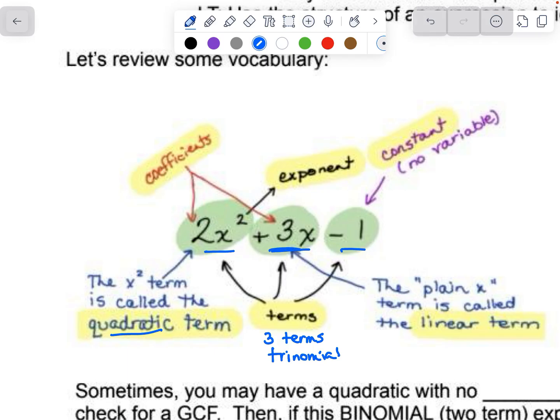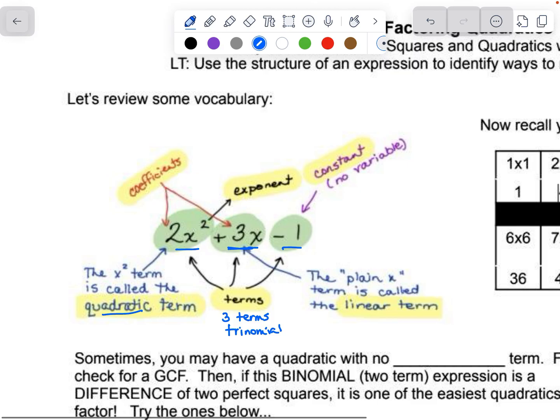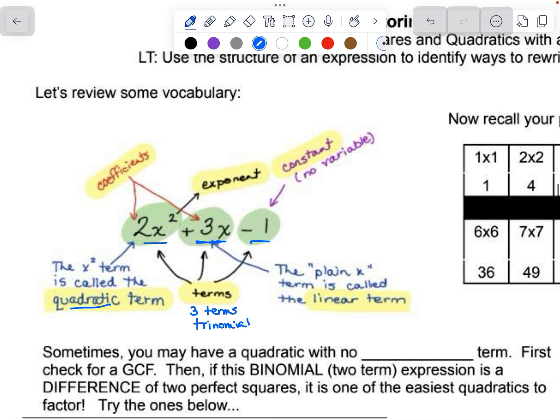Then we have the middle term, which is a linear term, the plain x term. It has an exponent of 1, but we typically don't write that exponent. It's just an understood 1, but that's the linear term, and that has a coefficient of 3. And then we have the constant term, which has no variables. It's a constant, and in this case, our constant's -1.